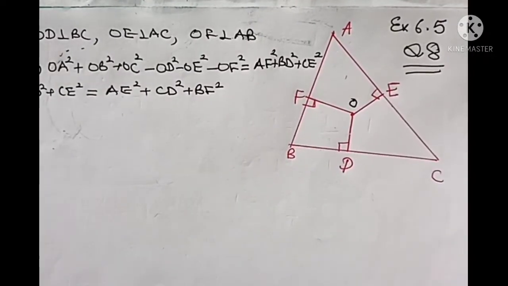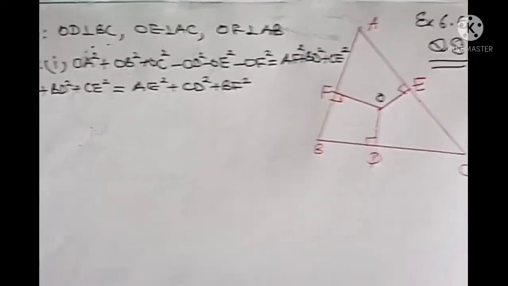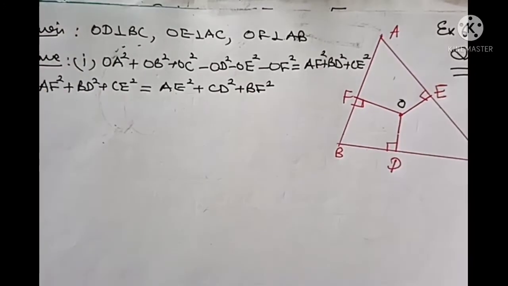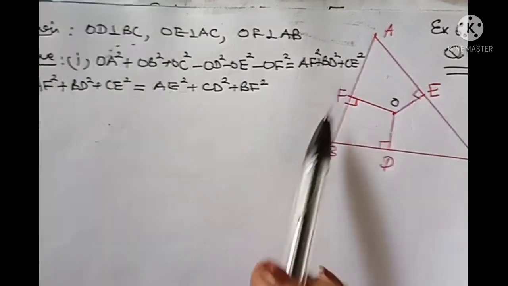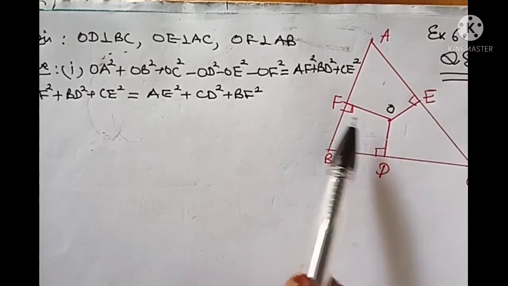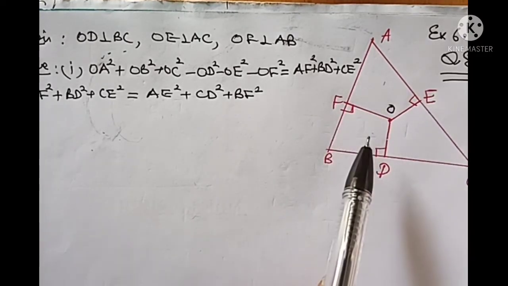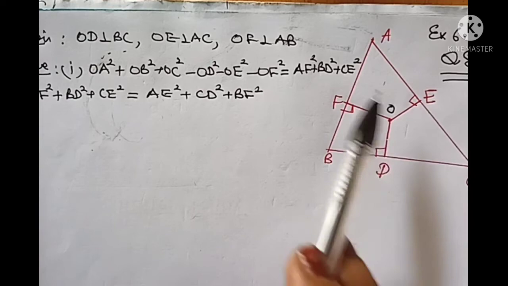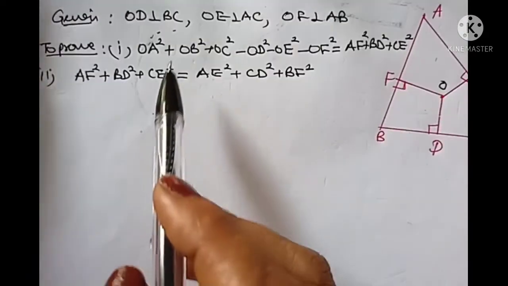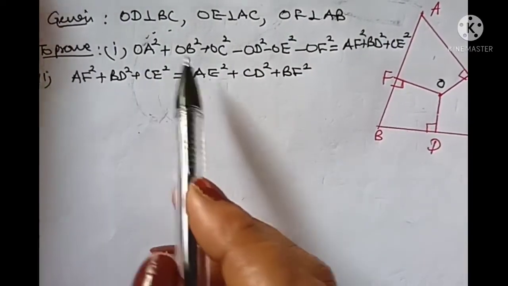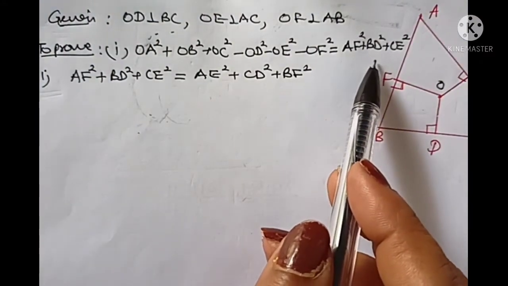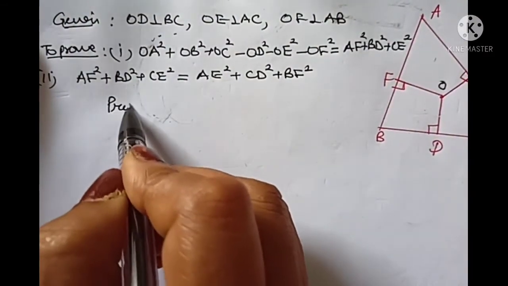Let us start with 6.5 question number 8. Questions 1 to 7 we have covered in the previous video. We are given that O is any point in the interior of triangle ABC and OD is perpendicular to BC, OF perpendicular to AB and OE is perpendicular to AC. In the first part we need to prove that OA square plus OB square plus OC square minus OD square minus OE square minus OF square is equal to AF square plus BD square plus CE square. So let us see how do we go about it.